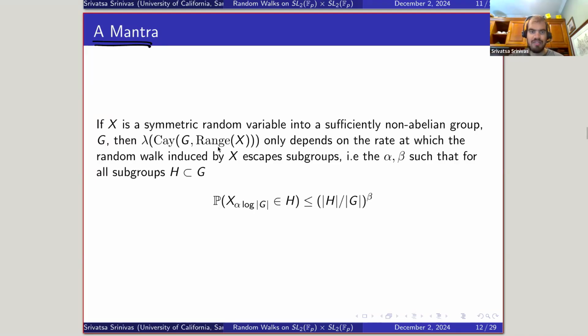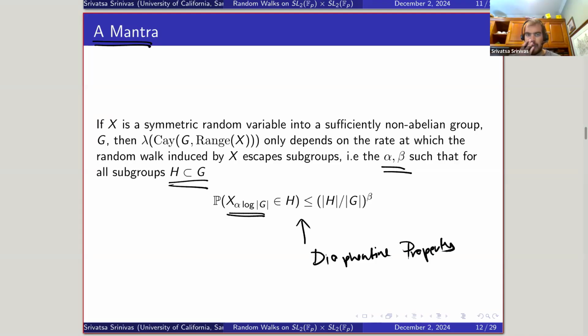graph only depends on the rate at which the random walk induced by X escapes subgroups. That is, there are alpha and beta such that for all subgroups, the probability that after logarithmically many steps you're inside a subgroup is at most 1 over the index of the subgroup to some power beta. So if you have this phenomenon, which we like to call the Diophantine property, you're done. Okay. Provided that you're in a sufficiently non-abelian group.